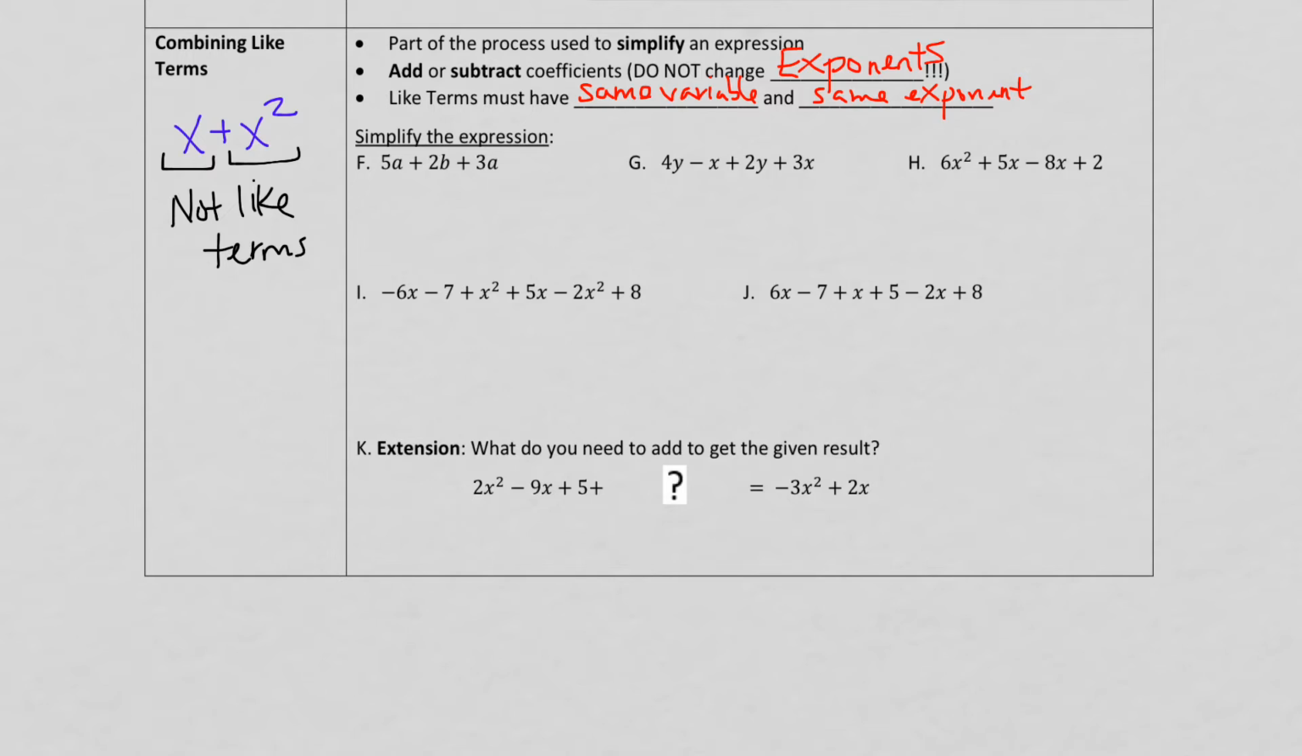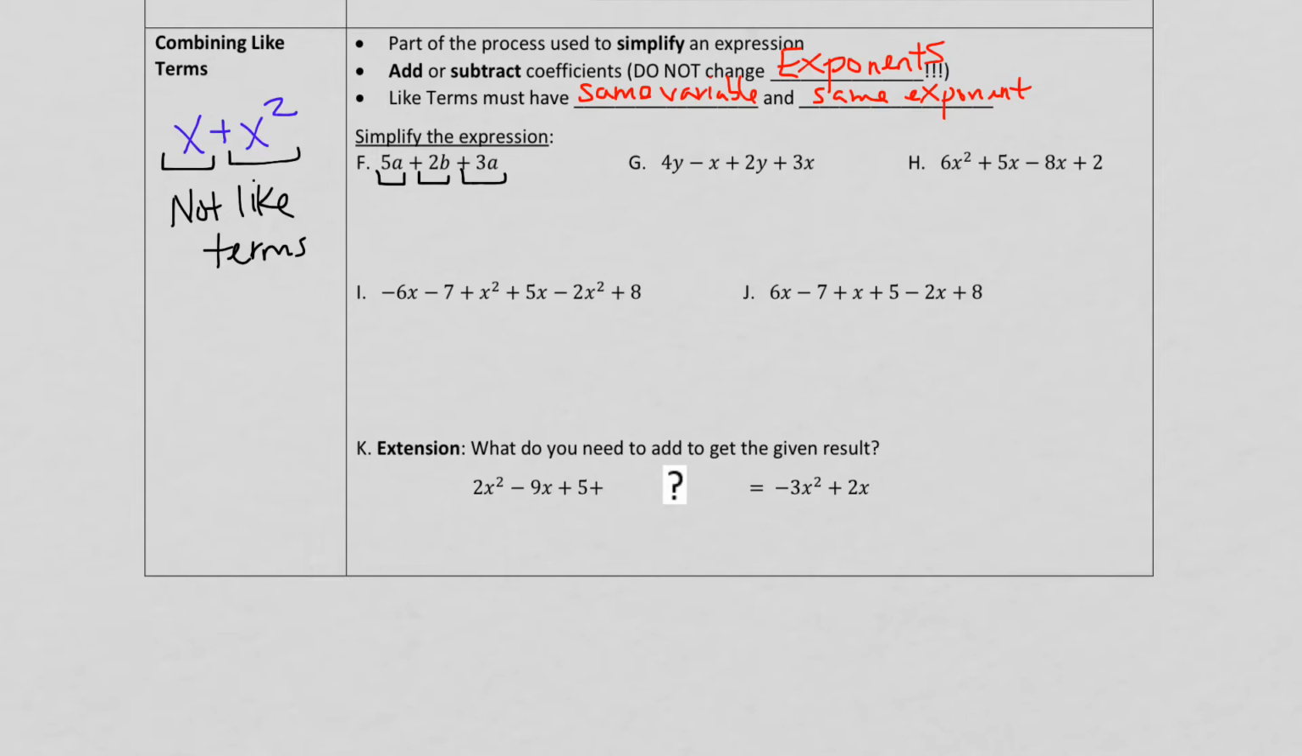So that's going to be our goal here, is given some expressions, which are these here, you want to try to combine like terms and simplify down to make it as small as possible. And then once you can't combine, you're done. So for example, example F. Here I have three terms. I have 5a plus 2b plus 3a. I have three terms. Now, do I have like terms?